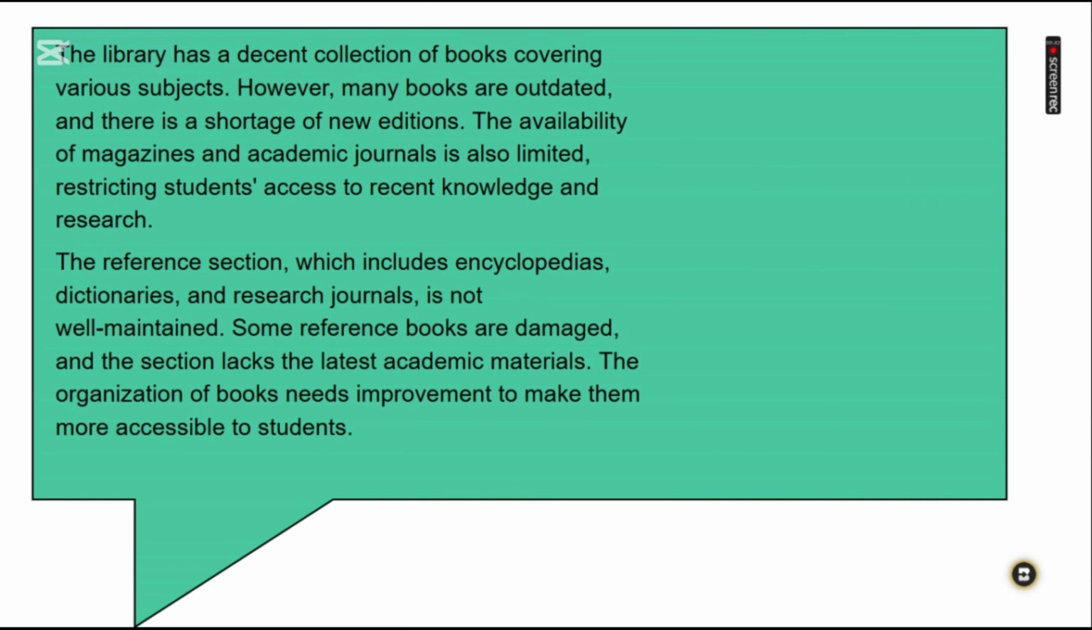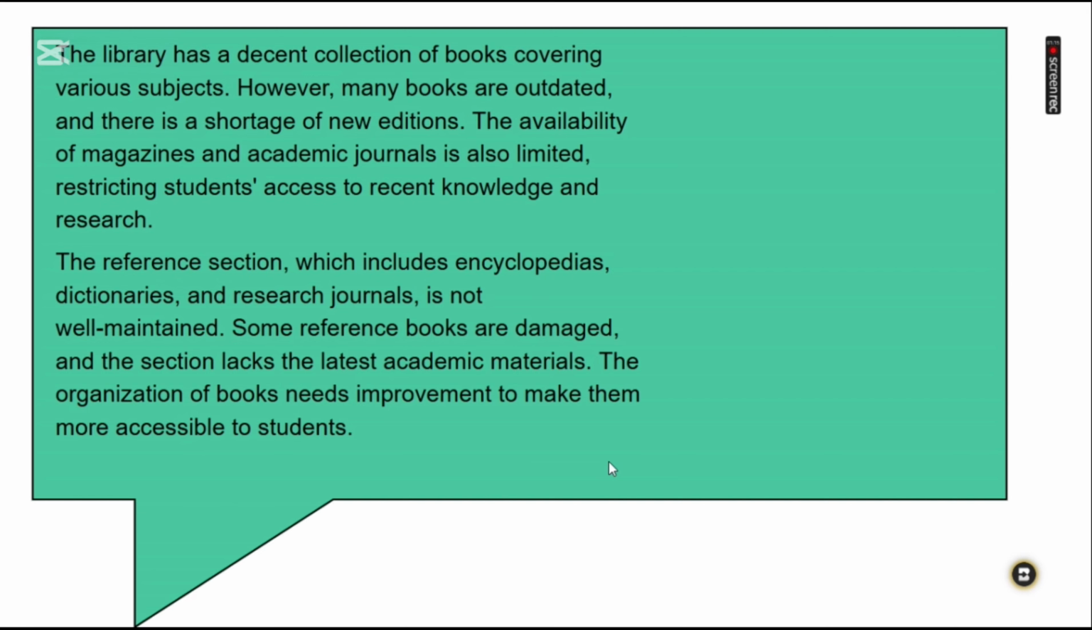Then the second thing is going to be about the number of books and magazines. So you have to mention how many books and magazines are available and whether they are up to date, mentioning that the library has a collection of books, but many of them are outdated. There are academic journals available, but they are limited, which is restricting the access to the recent knowledge for the students.